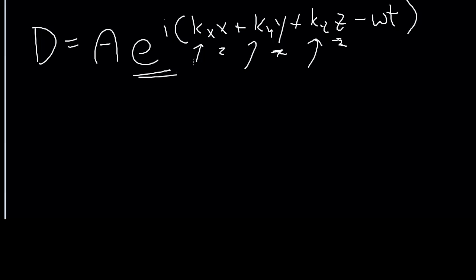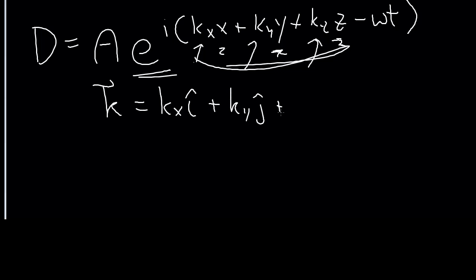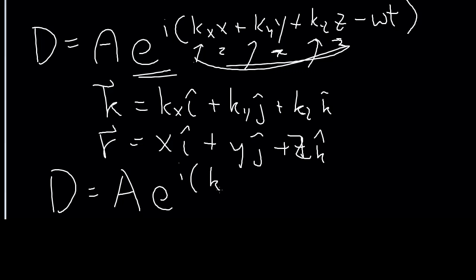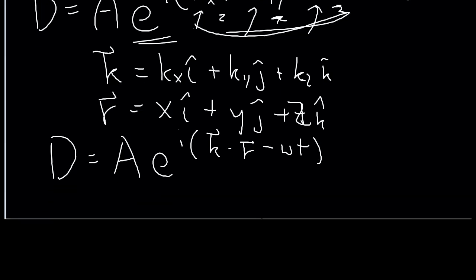Now, if we rewrite this a little bit, we're going to define a vector where we have kx in the i, ky in the j, and kz in the k, and also our position vector, which you should be well familiar with: x in i, y in j, and z in k. We can rewrite this as the dot product between k and r, still minus omega t. Now this looks much closer to the 1D case, except we have a dot product and a vector. It still only depends on one dimension because of this dot product.